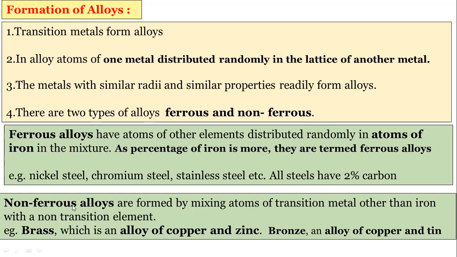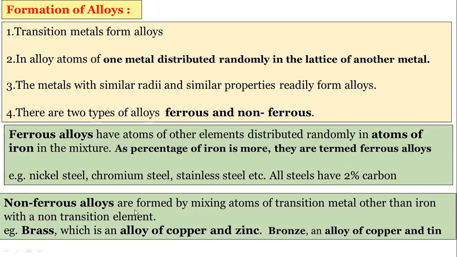In case of these non-ferrous alloys, these alloys are formed by mixing atoms of transition metals other than iron. So iron is not included in this, remember. In case of ferrous alloys, iron is there. In case of non-ferrous alloys, the iron is not there. Other than iron, other transition elements and non-transition elements are there.